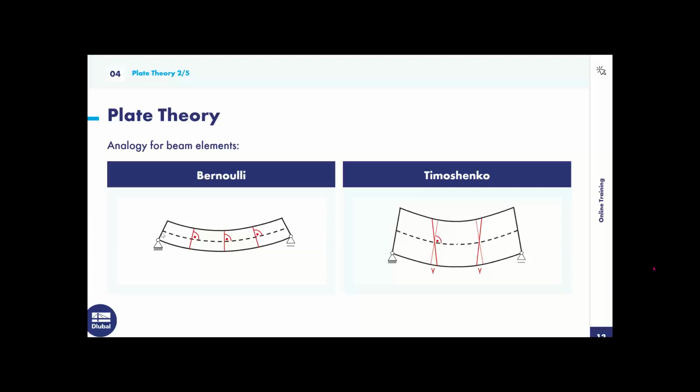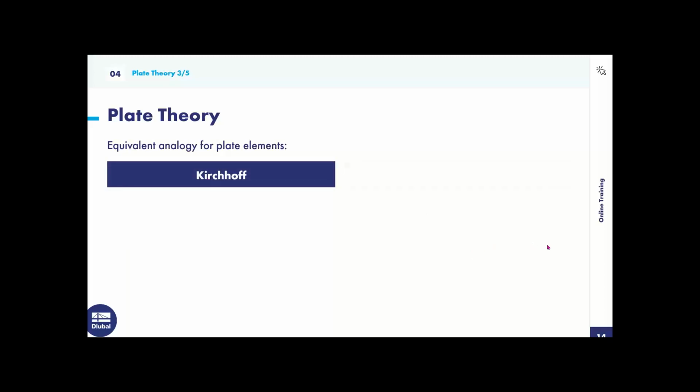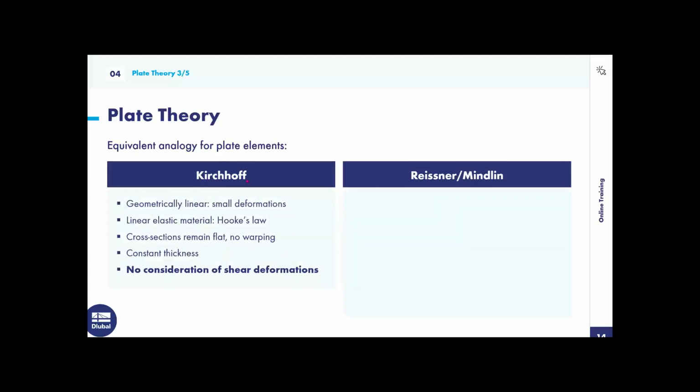So these two theories we can apply to plate theories. So as an equivalent analogy for plate elements, we have the Kirchhoff theory, and then we have the Reissner-Mindlin theory. So again, the assumptions for Kirchhoff are similar to Bernoulli's theory, but for plates. And the similar theory to the Timoshenko theory is the Reissner-Mindlin. And we can basically make these assumptions for the Kirchhoff theory.